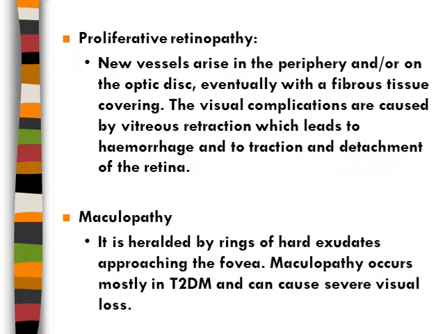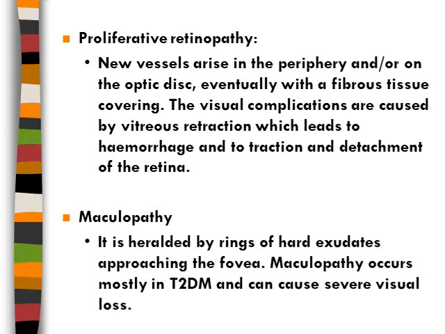Then comes proliferative retinopathy. New vessels arise in the periphery and/or on the optic disc, eventually with fibrous tissue covering. The visual complications are caused by vitreous retraction, which leads to hemorrhage, traction, and detachment of the retina. That is the end stage, and it leads to blindness.